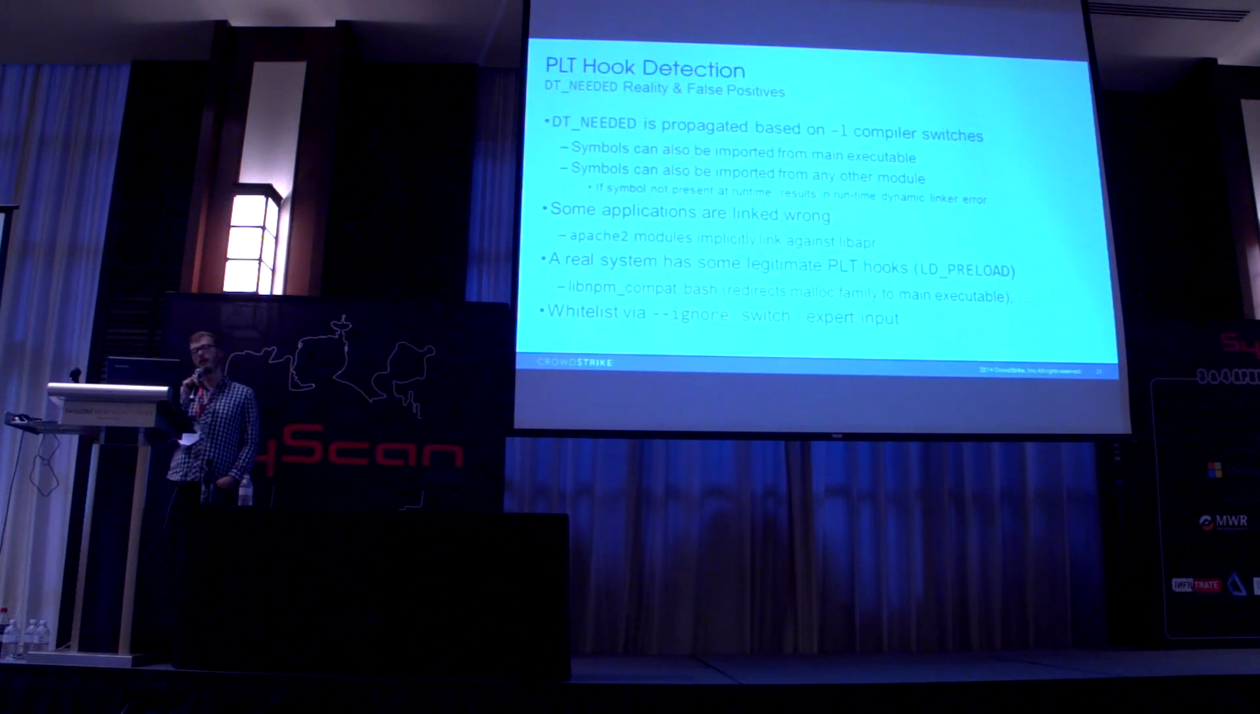So I added a whitelist switch to ignore certain mappings in the output, but that's basically expert input, right? So you have to use a whitelist of hashes of binaries that you want to ignore because they are verified good or something. Otherwise, these hooks will still be output because they are PLT hooks for real, but they have a legitimate reason to be there.